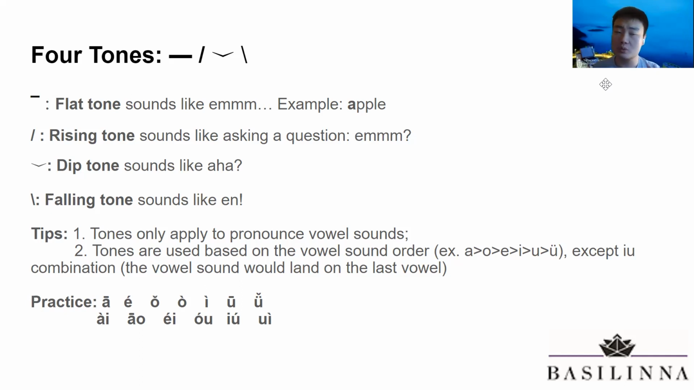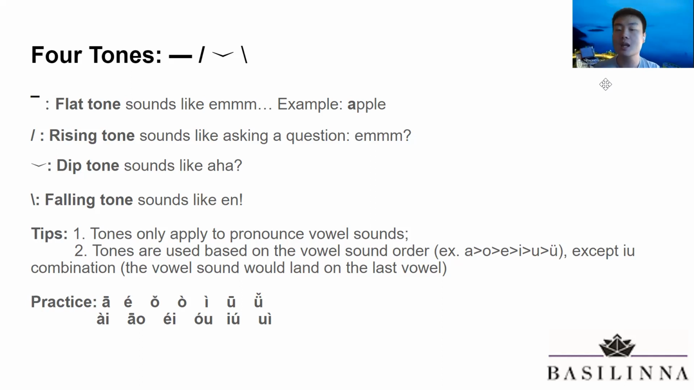But if there are many vowel sounds in one character, how should we know which vowel sound the tones should land on? Okay, this is very simple. Do you still remember the order I mentioned? A, o, e, i, u, ü. So this order is very important.